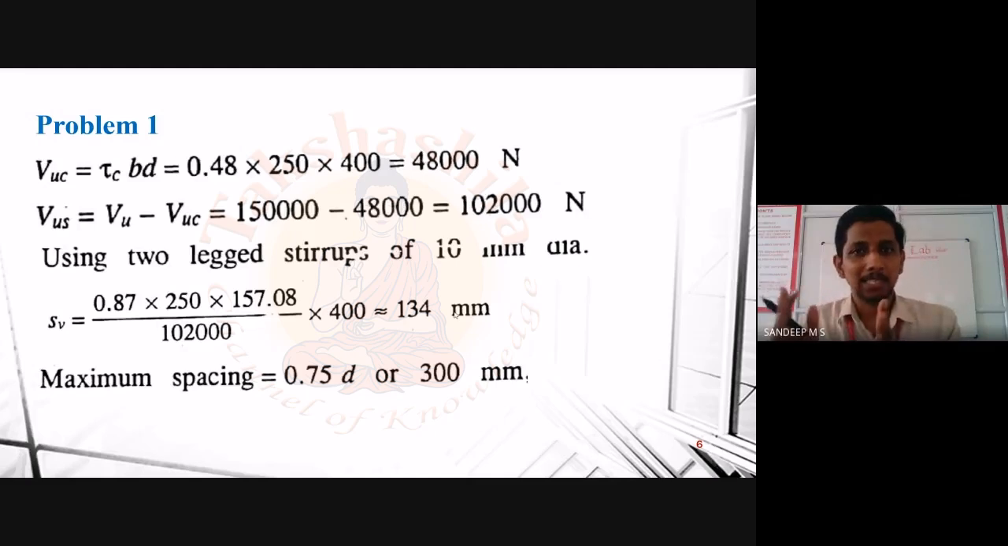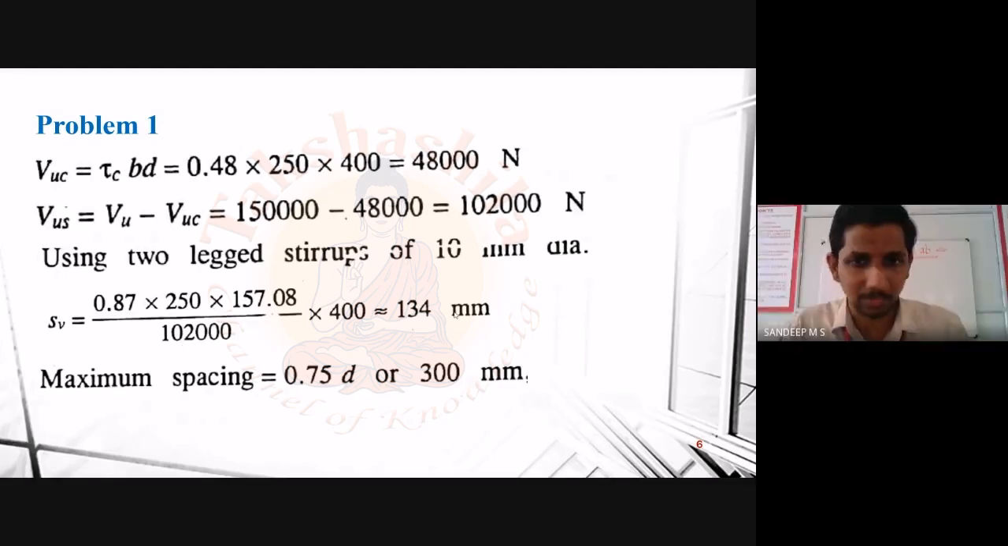So what do you have to do? In that case, either you can increase the number of legs, or you can increase the diameter. Say sometimes I may be trying with 2 leg 8 mm stirrups, and finally I will be getting a spacing of say 40 millimeters. So that is not a practically possible thing. So what I will do is that I will either increase the number of legs, or I will increase the diameter of bars. That is how we will arrive at the final value. Is it clear?